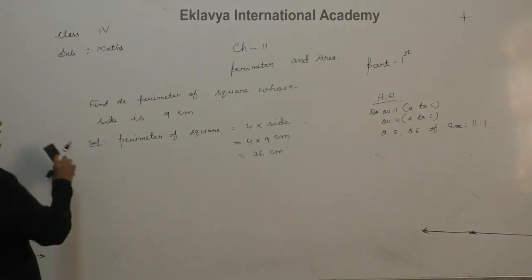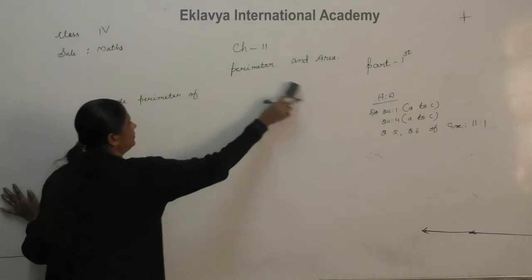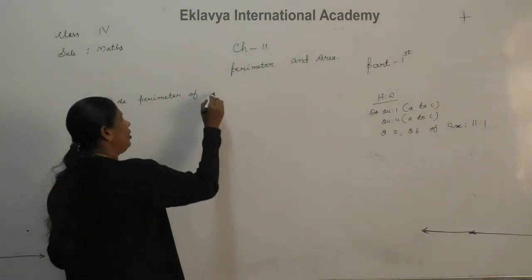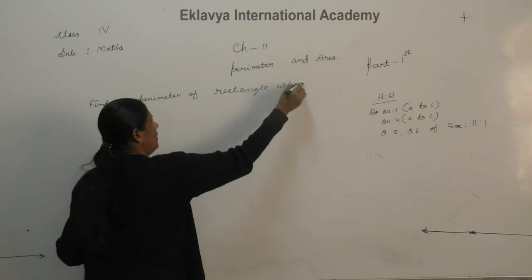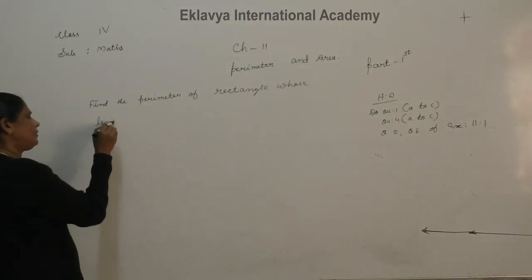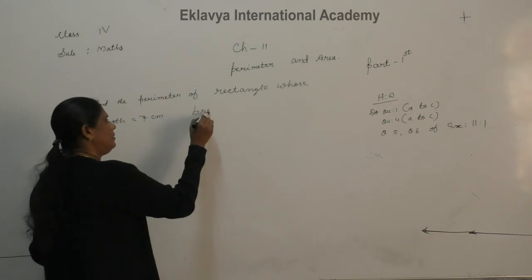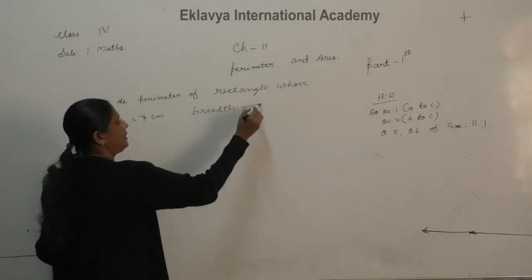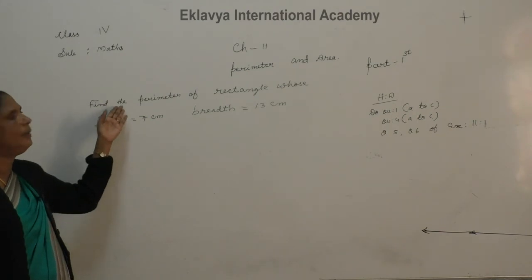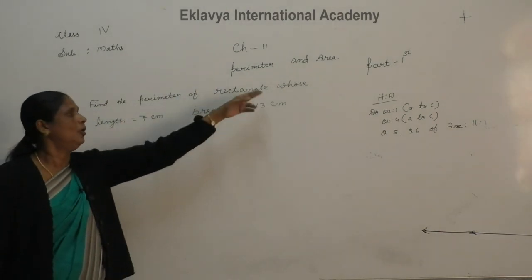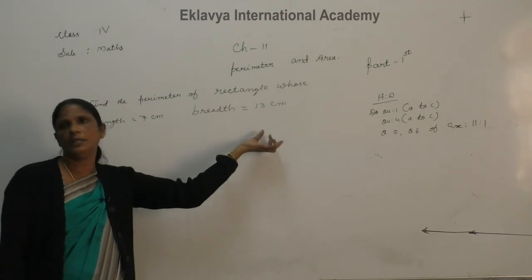Understand? Next, find the perimeter of a rectangle whose length is equal to 7 centimeter, breadth is equal to 13 centimeter. Again you read the question.